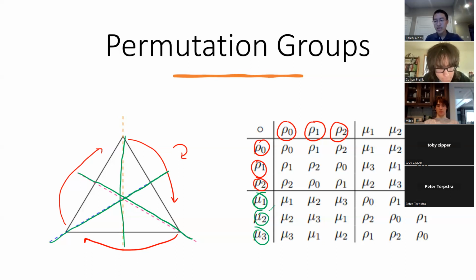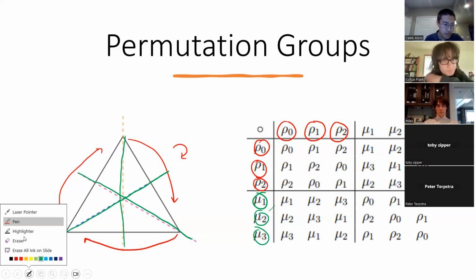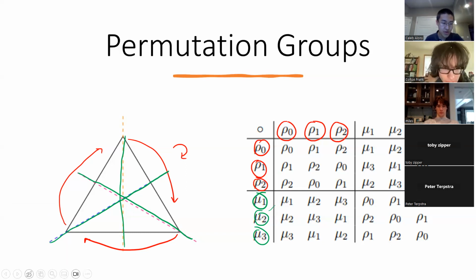And so what's actually in this table? Well, this is telling me that if I say I did this right here, if I were to rotate my triangle twice and then flip it along this line of symmetry, then the result is the same as if I had just simply reflected along this line of symmetry over here.